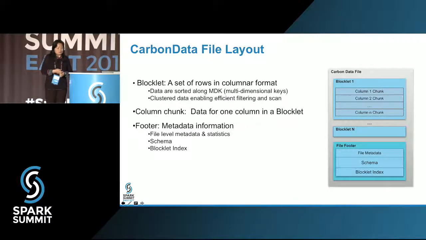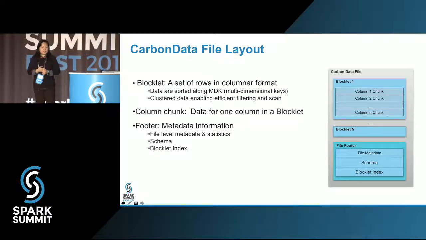So now let's take a closer look at how a CarbonData file is laid out. As you can see, here is a visual representation of a CarbonData file. A CarbonData file contains a sequence of blocklets. Each blocklet is a set of rows in columnar format. You can see each blocklet contains a column chunk for each column defined in the file.